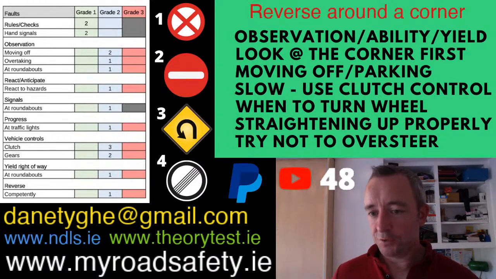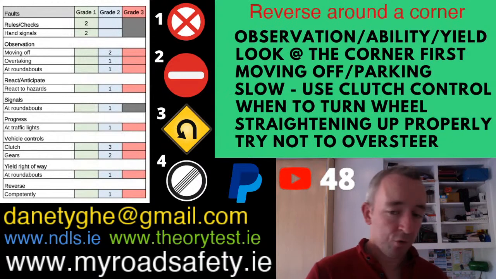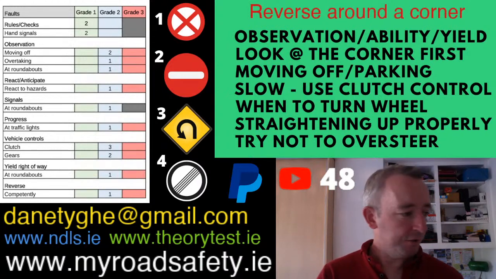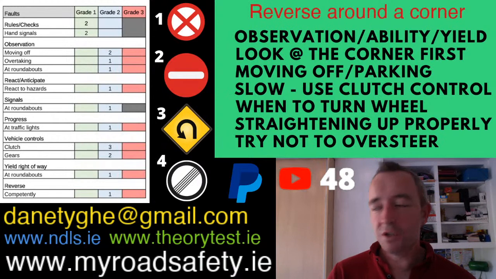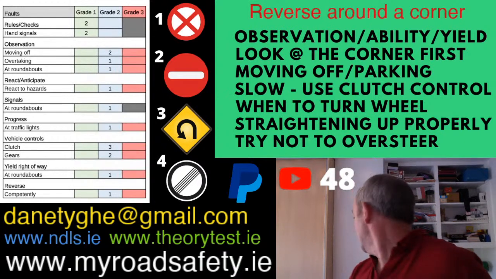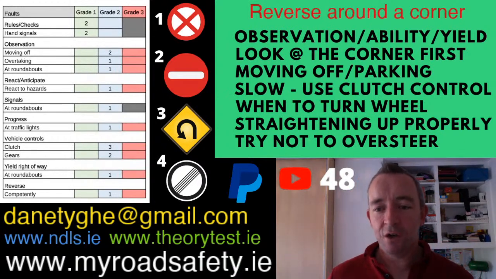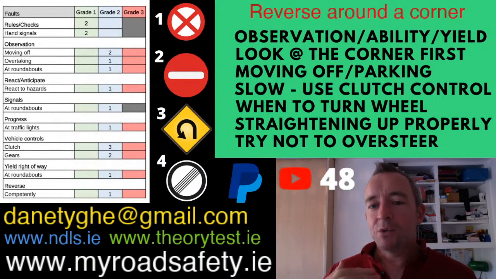And when you're reversing, there's five places you should be looking. The left shoulder, number one, the side mirror, number two, the middle mirror, number three, the other side mirror, number four, and the right shoulder, number five. That's why I call it the 5-point check. So I get them used to doing that so they can have good all-round observation.